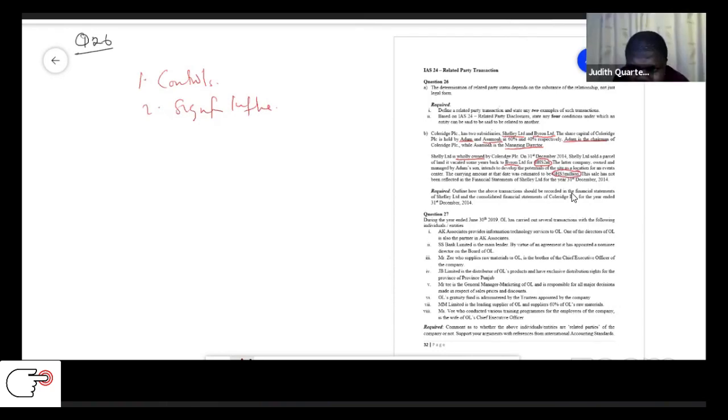This sale has not been reflected in the financial statement of Shelly for the year. Outline how the above transaction should be recorded in the financial statement of Shelly and the consolidated financial statement. Okay, so Shelly is wholly owned by C. Shelly must disclose the name of his parent. So you should disclose C as parent.